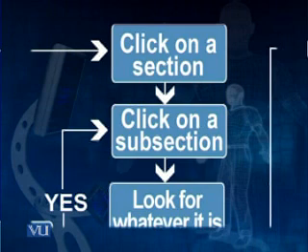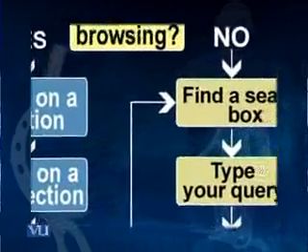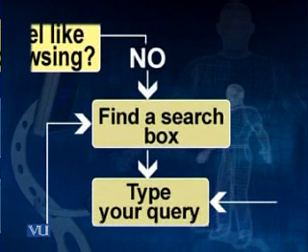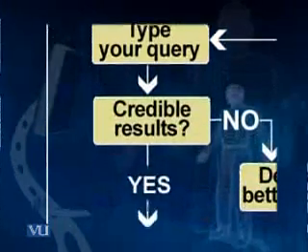Now if instead of browsing you feel like searching, तो उसका प्रोसेस क्या होगा? Well, first of all, you have to find a search box. After finding the search box, you have to type in your query. जो चीज़ आप तलाश करना चाहते हैं उसके लिए कुछ keywords आप enter करेंगे. Then you will be presented with some results.